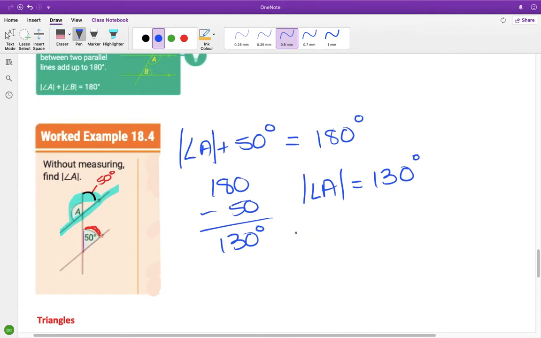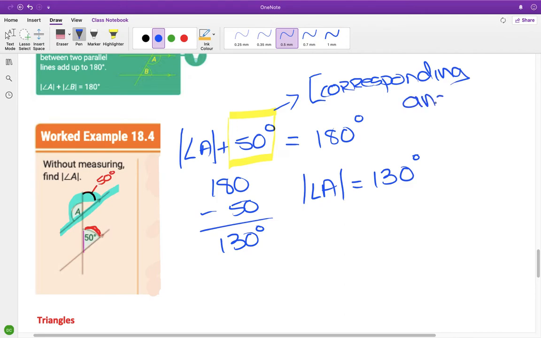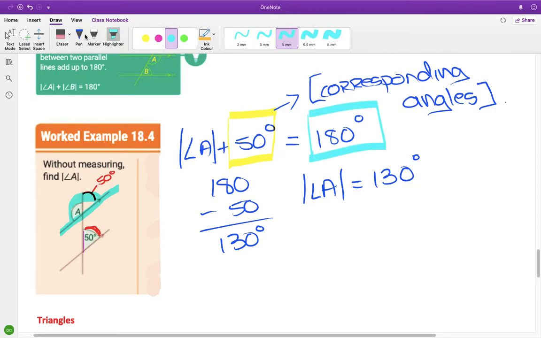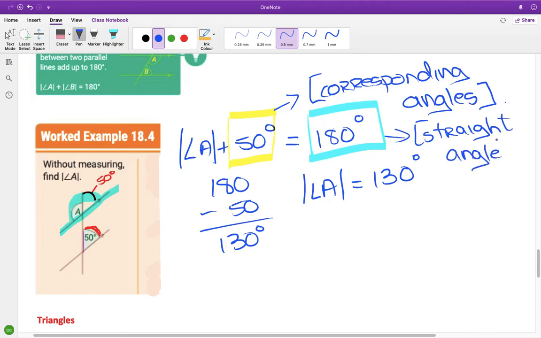Now, my reasons for that. So I found this because of corresponding angles. So I found that F shape. And then the reason I knew this bit was because they formed a straight angle. Okay? Right, so that's theorem 3. That's your corresponding angle theorem.